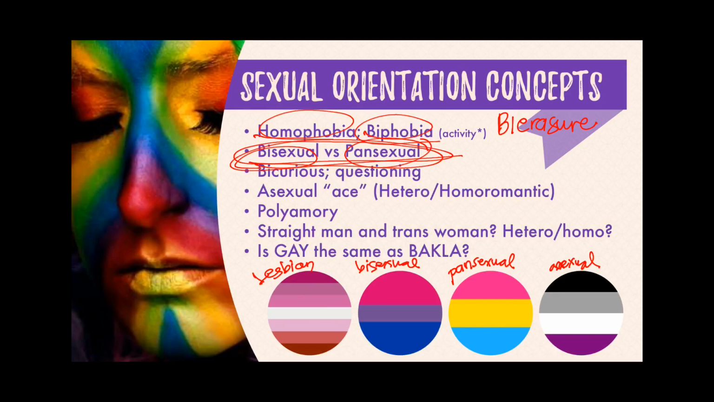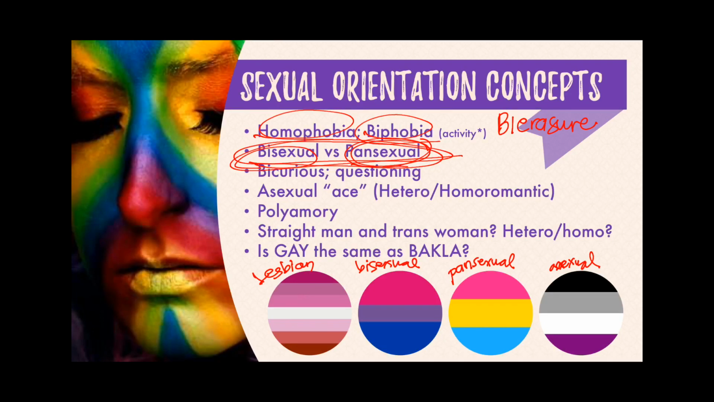These people who are attracted to people regardless of the person's SOGIE, that person is called pansexual. The ability to have sexual and romantic attraction to anyone with any gender. So that's pansexual. Bisexual is having attraction to more than one gender. But pansexual is to all or any gender.